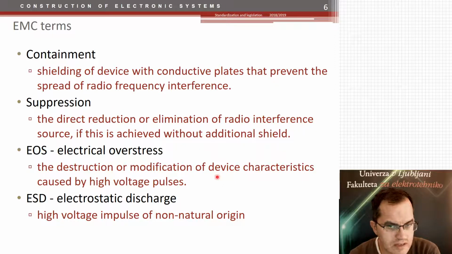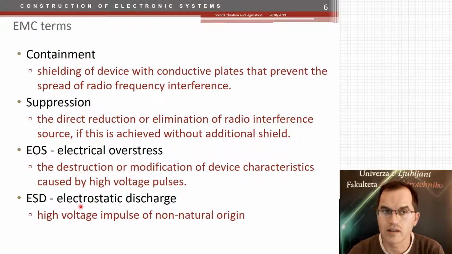Electrical overstress is destruction of components due to high voltage pulses. Electrostatic discharge is the high voltage pulses of non-natural origin. That means it comes from users or from other equipment that is nearby. Natural origin is not covered. So in electrical overstress we have also lightning, for example, but in ESD lightning is not included.